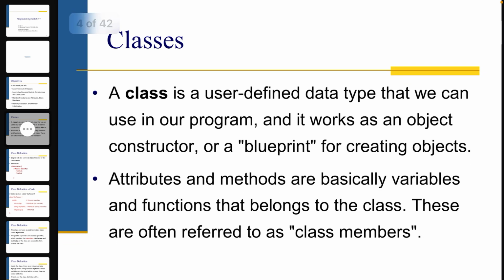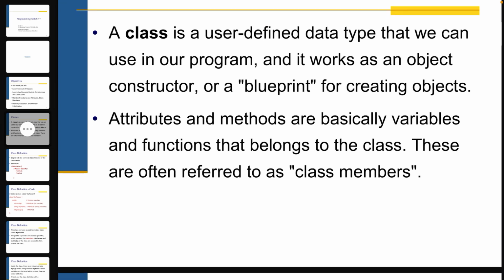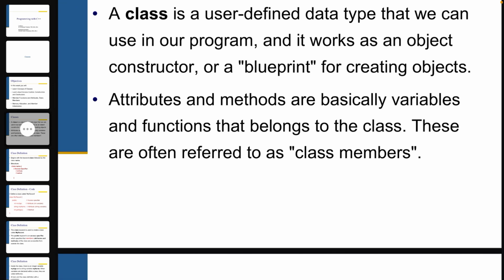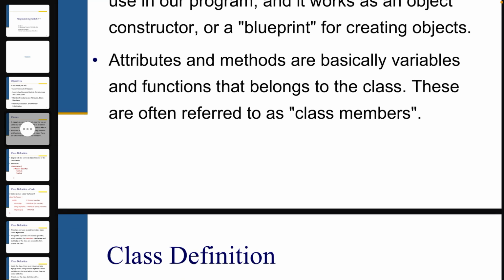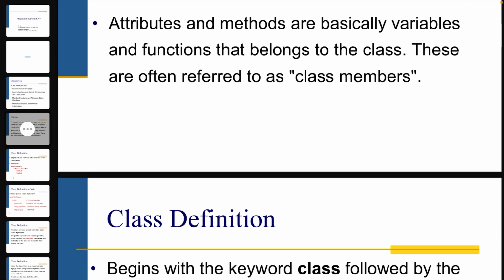So what is a class in programming? A class is a user-defined data type that we can use in our programs, and it works as an object constructor or a blueprint for creating objects. Attributes and methods are basically variables and functions that belong to the class. These are often referred to as class members.